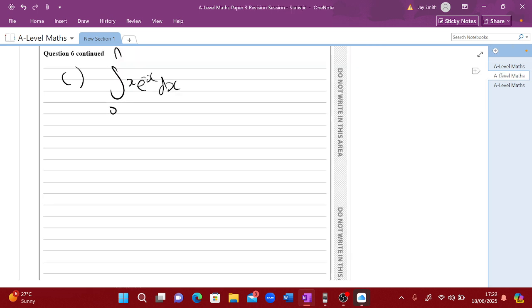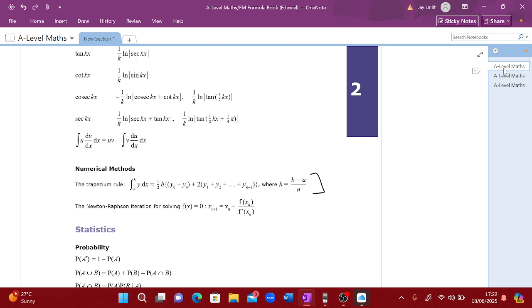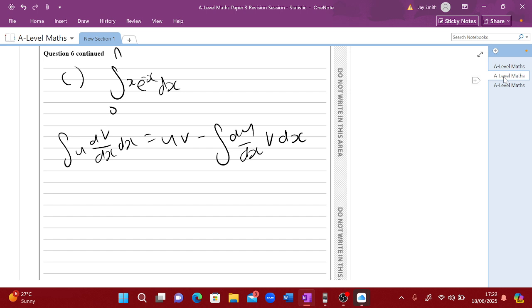So I'm going to jot that down. The integral of u dv/dx is going to be equal to uv minus the integral of du/dx times v dx, right? Is that it? UV minus the integral of v du. Okay, it's the other way around, it doesn't really matter, it's the same thing. So what we need to pick then is a u and a dv. So u is going to equal something, and dv/dx is going to equal something. So what are we going to pick?